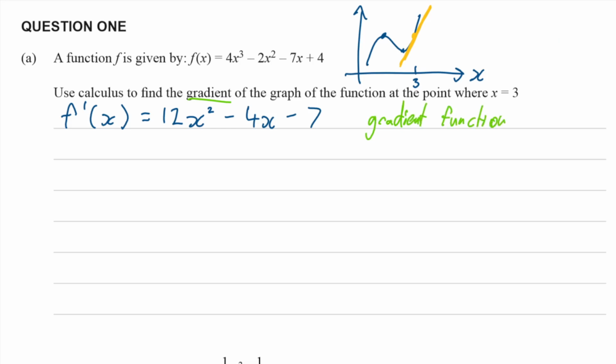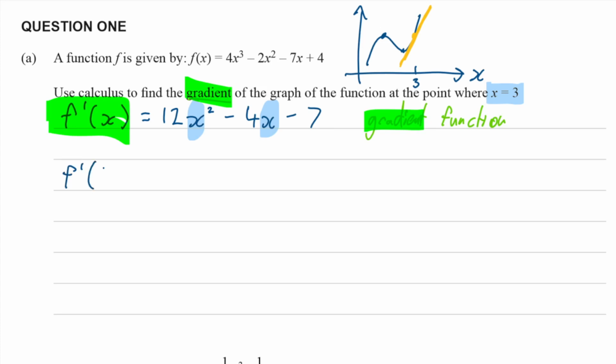Now, the gradient function takes an input x to give an output of the gradient. So, looking at the question, we are given a certain x value, and we are looking for the gradient. So substituting in 3 in for x, we can find the gradient of the function f when x equals 3.